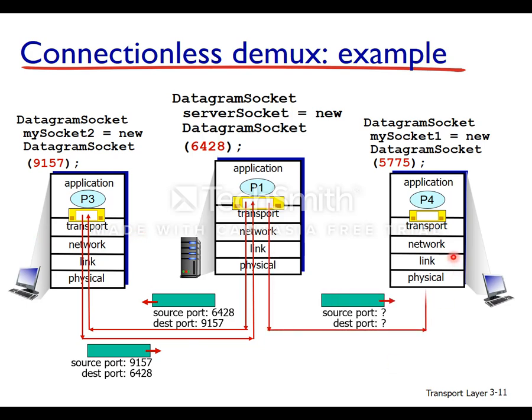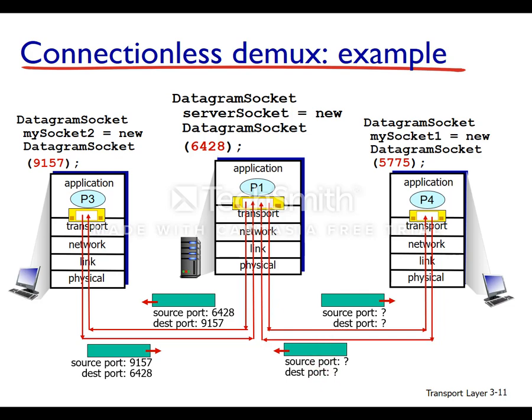And for the other, what do you think would be the source port number from P4 to P1, and for the response from P1 to P4? I'll give you a hint. The source port number here is going to be 5775. So you can work out what the destination port number is, and as above, those will simply be reversed.